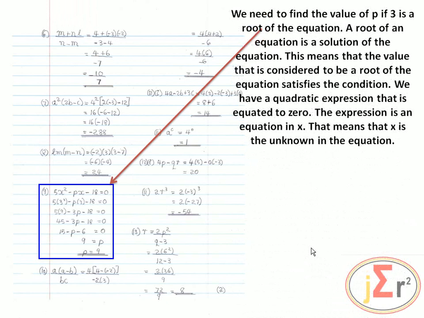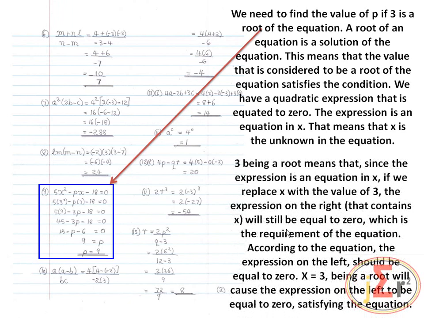We need to find the value of P if 3 is a root of the equation. A root of an equation is a solution of the equation. This means that the value that is considered to be a root of the equation satisfies the condition. We have a quadratic expression that is equated to 0. The expression is an equation in x. That means that x is the unknown of the equation.